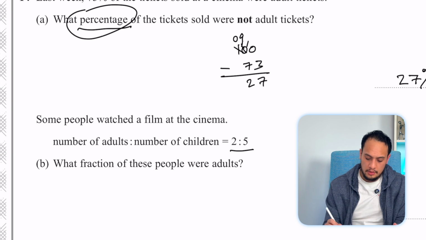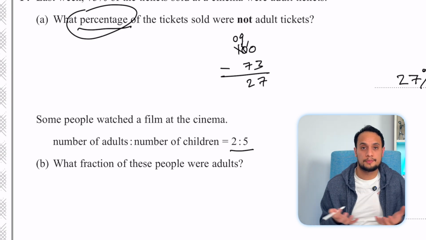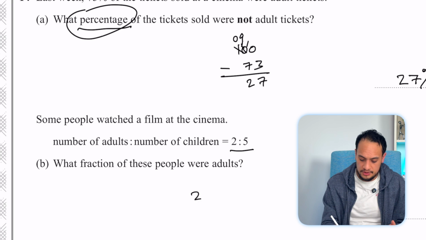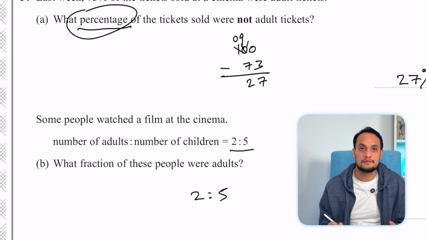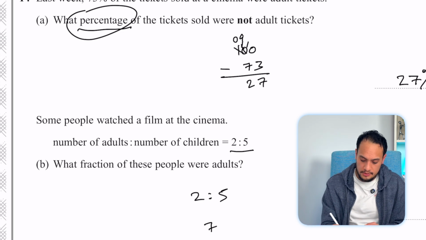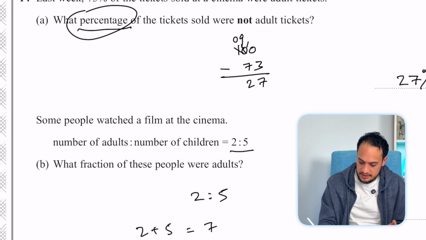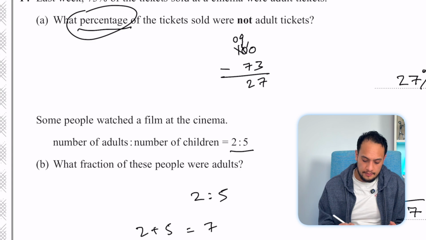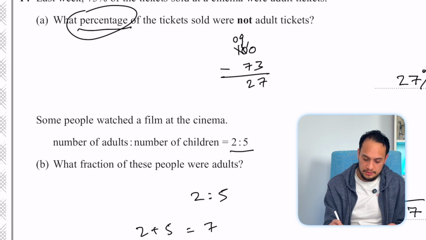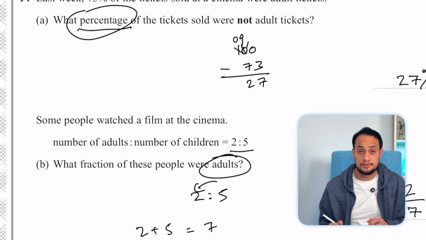So when I've got a ratio, it expresses all the parts that are there. So if I've got a ratio of 2 to 5, then the total number of parts is 2 plus 5, which is 7. So 2 plus 5 equals 7. Now that becomes the denominator of your fraction. So that's going to be 7 at the bottom. And then what fraction of the people were adults? Because it's number of adults to the number of children is 2 to 5, this 2 is relevant, not the 5. So I've got to put 2 on top, so it should be 2 over 7.